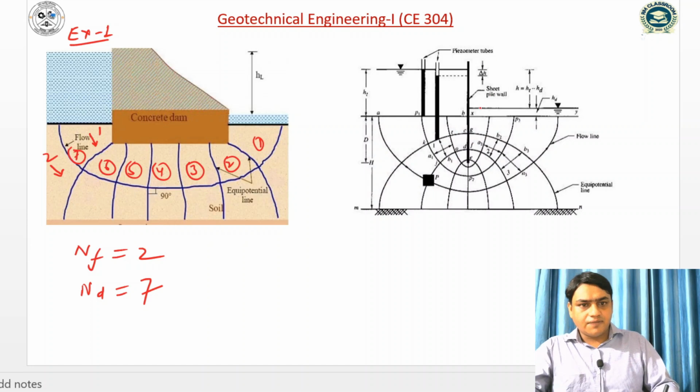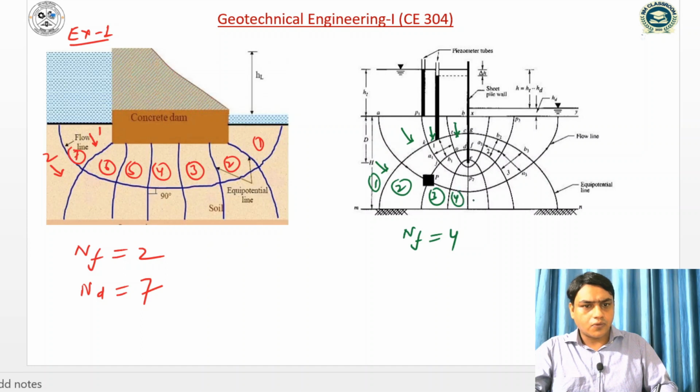Similarly, if I see the NF and ND value in this channel, how many flow channels are there? Flow can be from here to here. This is the first, second, third, and fourth. So NF is equal to 4. Similarly, the number of equipotential drops: first, second, third, fourth, fifth, sixth, 7, and 8. So ND is equal to 8.